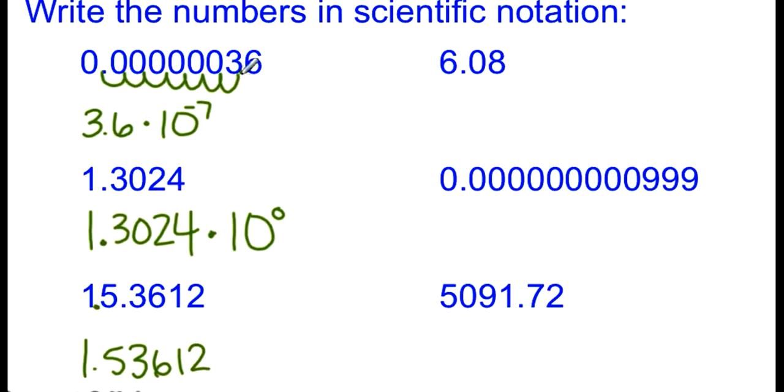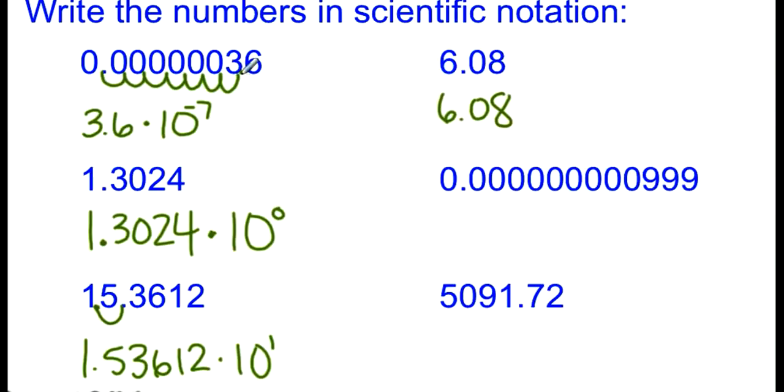I'm going to move my decimal point in between the 1 and the 5 because 1.53612 is in between 1 and 10. That means that I'm going to have an exponent of 1 because I moved my decimal place 1 point. And I'm going to have a positive 1 because my original number was larger than 10.